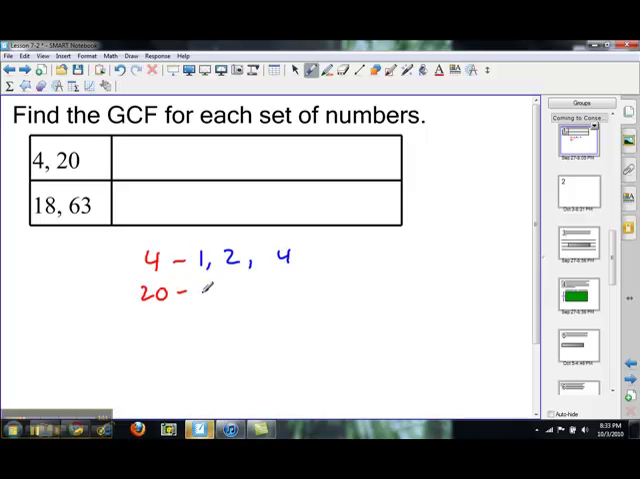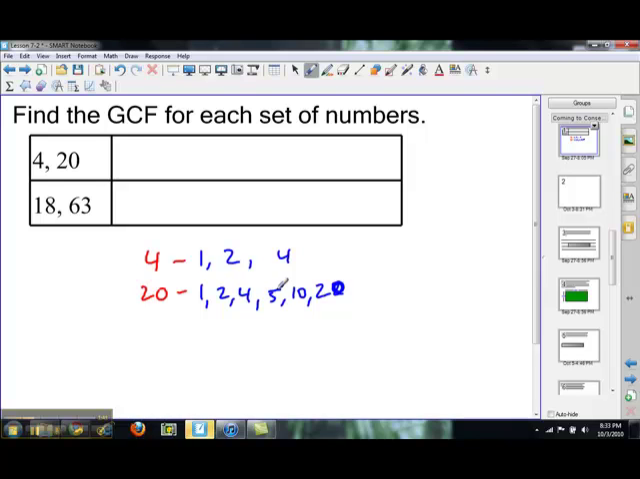So let's look at 20. 1, and I may need a little longer list here. 1 times 20 equals 20. And it's an even number, so I know 2. 2 times 10 equals 20. 3, no, 3 times 6 is 18, and 3 times 7 is 21, so 3 doesn't work. What about 4? Yes, 4 times 5.